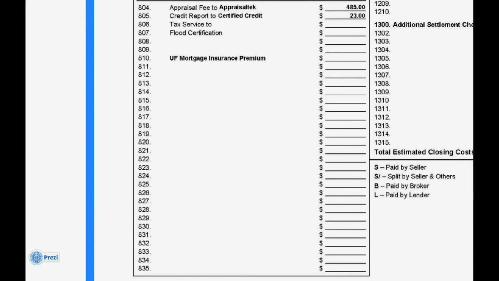The estimated appraisal fee, line 804, and the credit report fee, line 805, are both paid to third parties with whom we work for these services. If you have an FHA loan, then your upfront mortgage insurance premium would be listed on line 900. Most of the time, this fee is financed into the final loan amount, which is reflected on the second page and will be covered in just a moment.